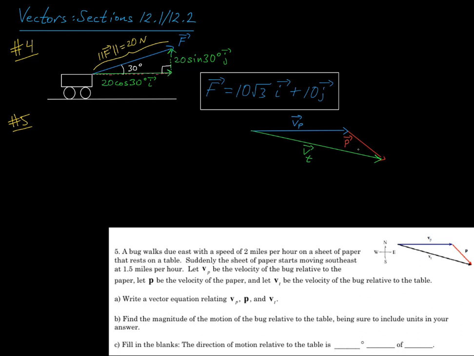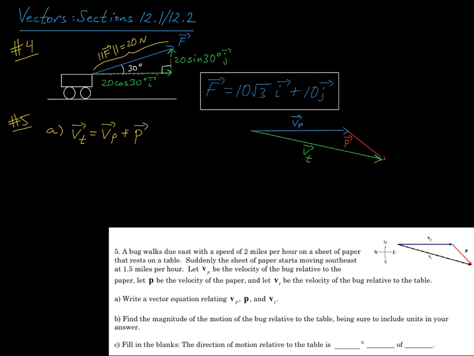And then v sub t, okay, this is the velocity of the bug relative to the table. So if you have, say, another bug sitting on the table that's not on the sheet of paper, according to this bug on the table, it would appear that the bug on the paper is moving in this direction here in green. Okay, now part A says write a vector equation relating v sub p, P, and v sub t. Well, from this diagram, we can see immediately that v sub t is the resultant vector when we add v sub p and P. So v sub t is v sub p plus P, and that does it for part A.